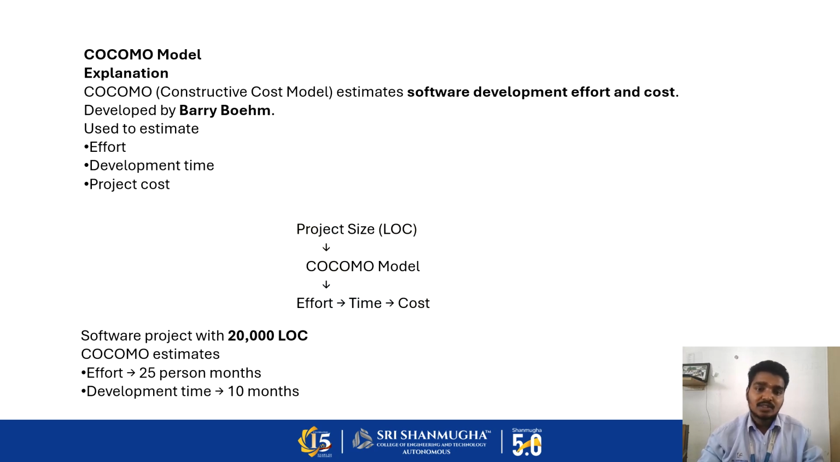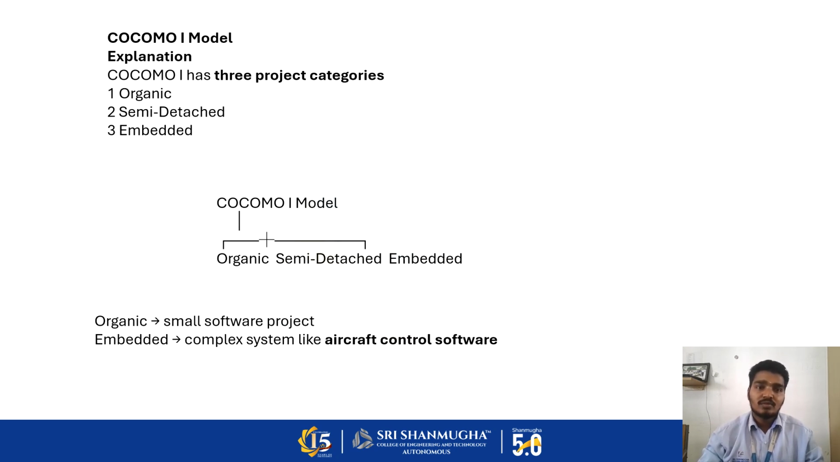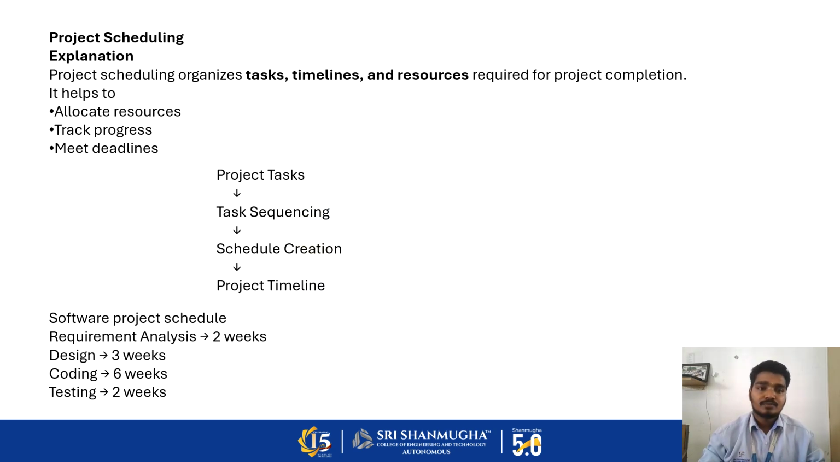So for a software project of 20,000 lines of code, COCOMO estimates the effort at 25 person-months and the development time at 10 months. So that is the estimation of the software development process. So we take another model in COCOMO. COCOMO has three project categories. First one is organic, next is semi-detached, third is embedded. Organic is for small software projects and embedded is for complex systems like aircraft and control software.